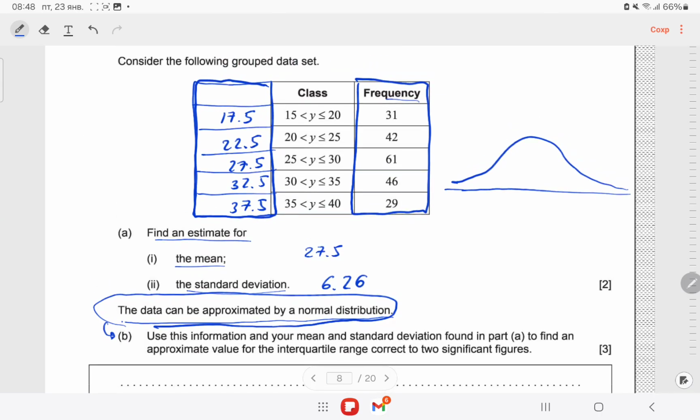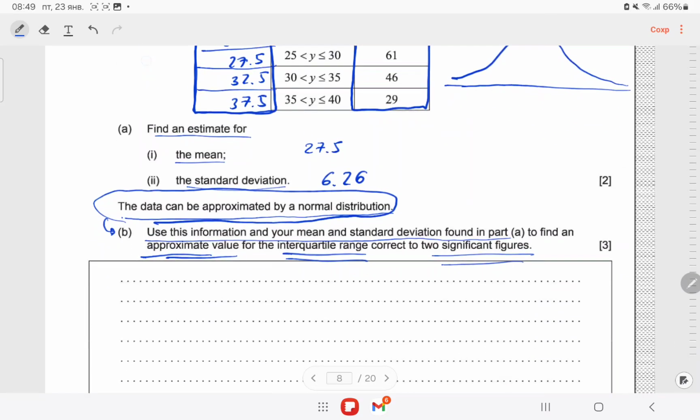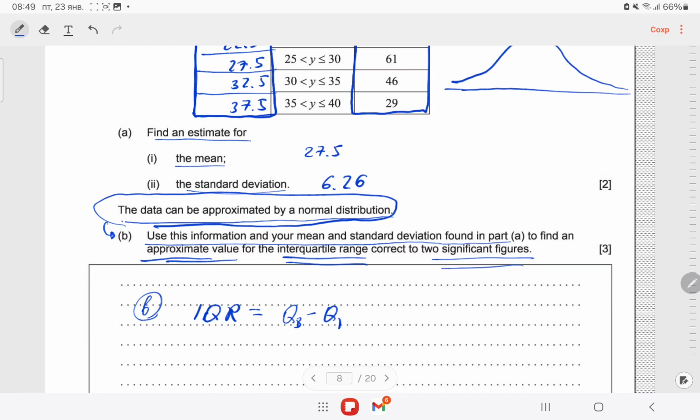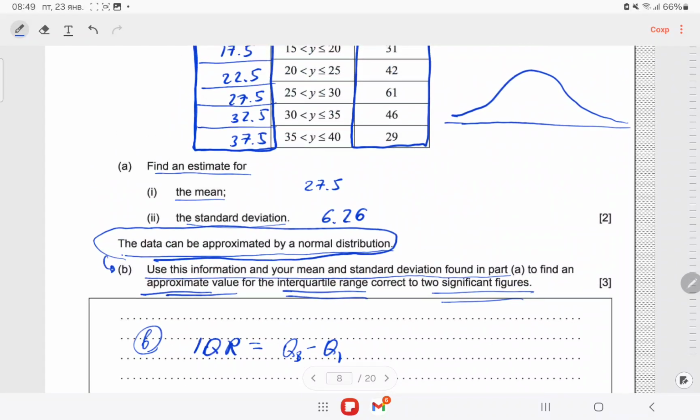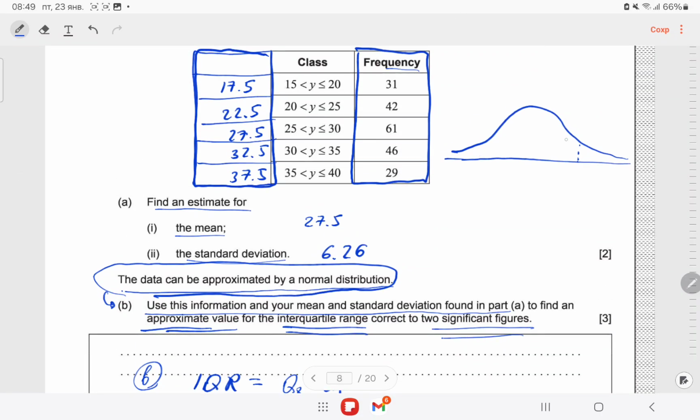It's written that use this information and your mean and standard deviation. So explicitly, we have to use the answers from part A to find an approximate value of the interquartile range, to two significant figures. We know that the IQR, interquartile range, is Q3 minus Q1. That's why we need Q3 and Q1. The third quartile satisfies the area of 0.75, right? So it is 75% of the data.